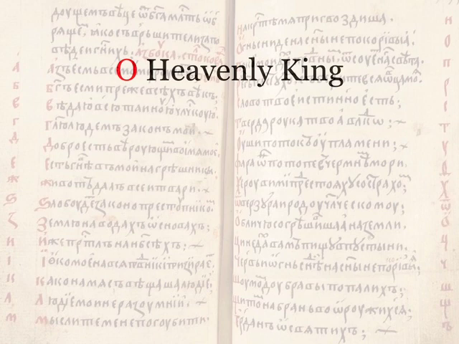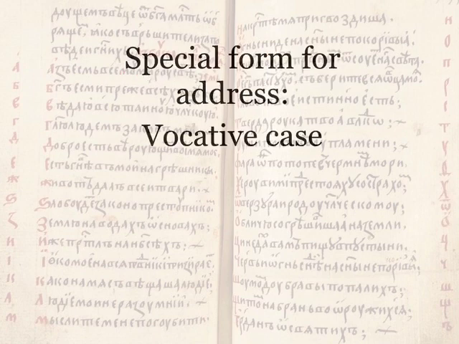Have you ever noticed how some translations of O Heavenly King have that O in the front and some of them don't? Besides translator and or editor preference, there is a further explanation for this. In Church Slavonic, there is a special form, that is, case or inflection, of words for this way of addressing someone, and it is referred to as the vocative case. Use of the vocative case is pretty widespread in Church Slavonic, and our above phrase will be a good example.